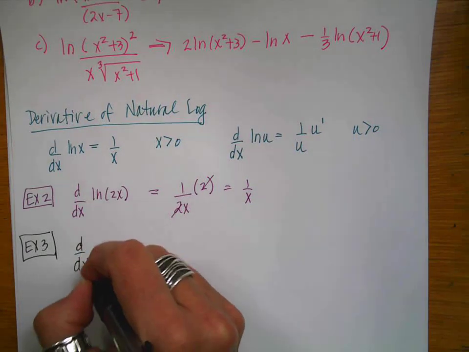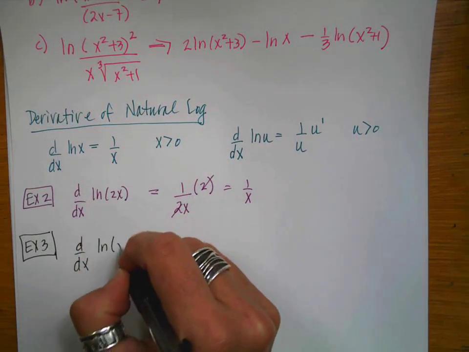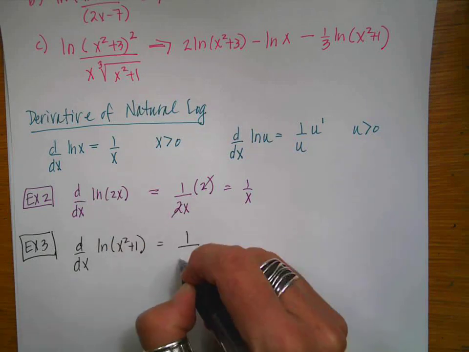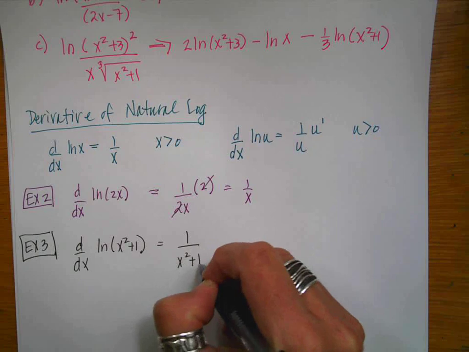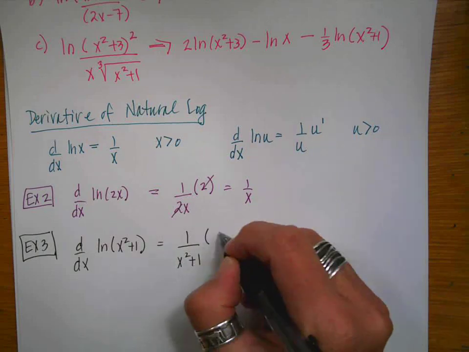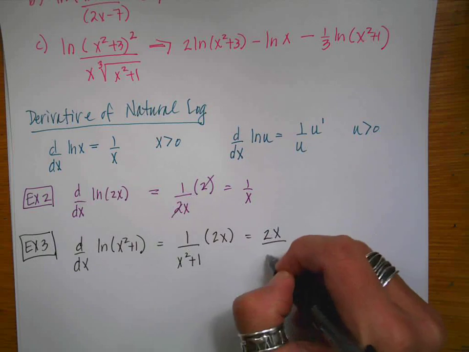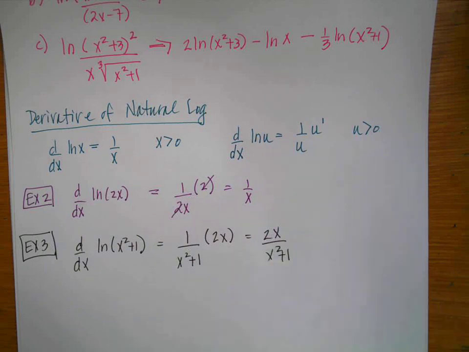Example number 3, I want to take the derivative of the natural log of x squared plus 1. So the derivative is going to be 1 over what starts inside, and then times the derivative of the inside, 2x. And so I would just write this as 2x over x squared plus 1.